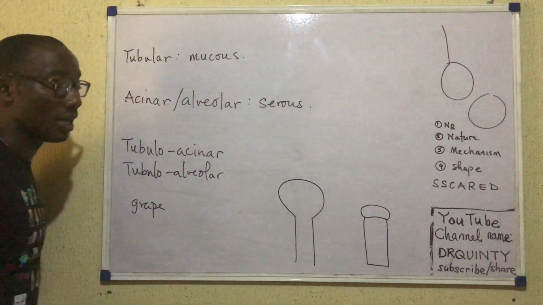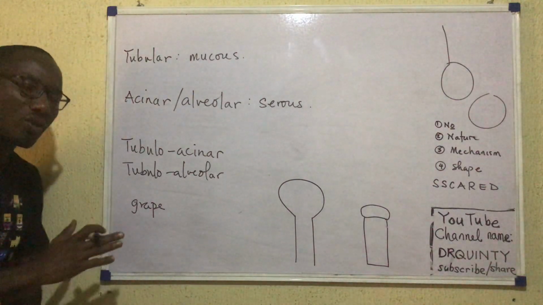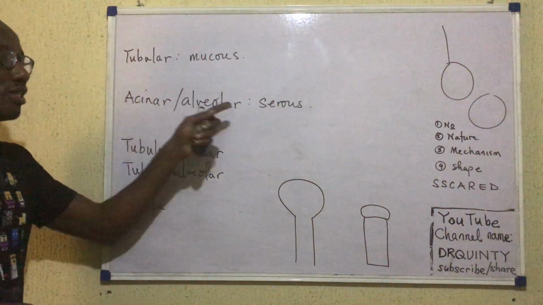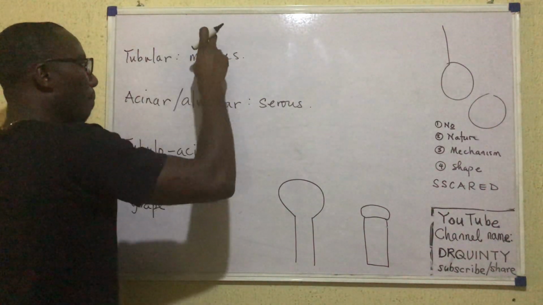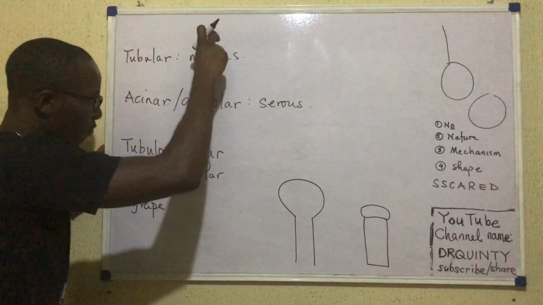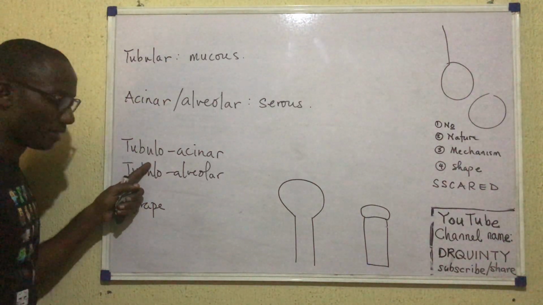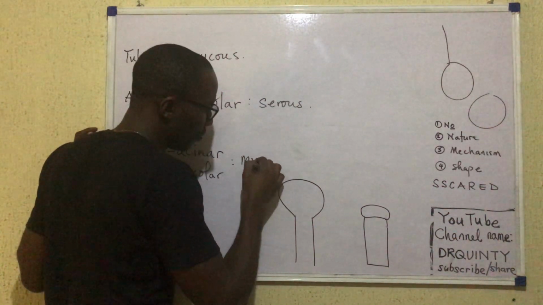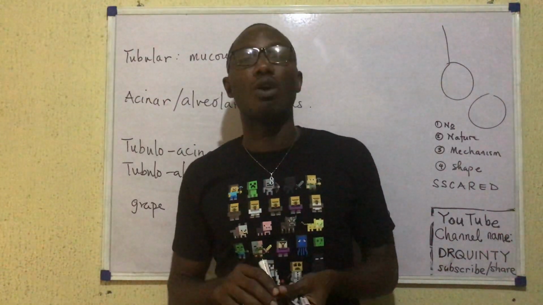So like the parotid gland that is serous is acinar. What about the pancreas? The exocrine part of the pancreas, it is also acinar. It is not tubular. And its secretion is serous. So serous glands are usually acinar. Mucous glands are usually tubular. So what about mixed glands that have both serous and mucous? Those ones will be tubuloacinar. So for tubuloacinar or tubuloalveolar, our common example will be mixed glands like the submandibular and the sublingual gland.